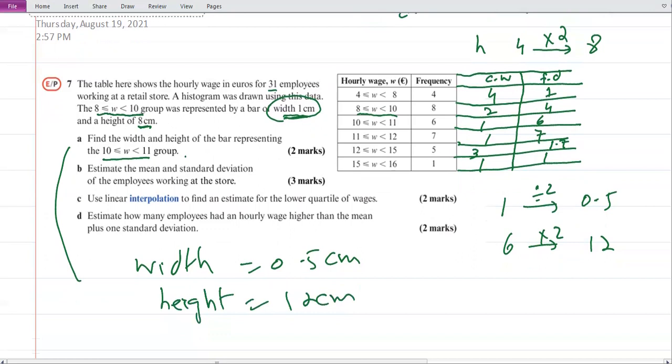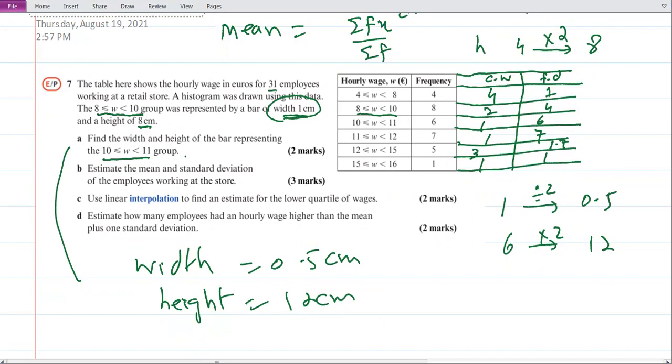That will be the way to check that one. Now, part B is saying estimate the mean and standard deviation of the employees working at the store. That you will do yourself. You know very well how to find mean. Mean will be sigma fx over sigma f. And then standard deviation, the formula of the standard deviation you also know very well.